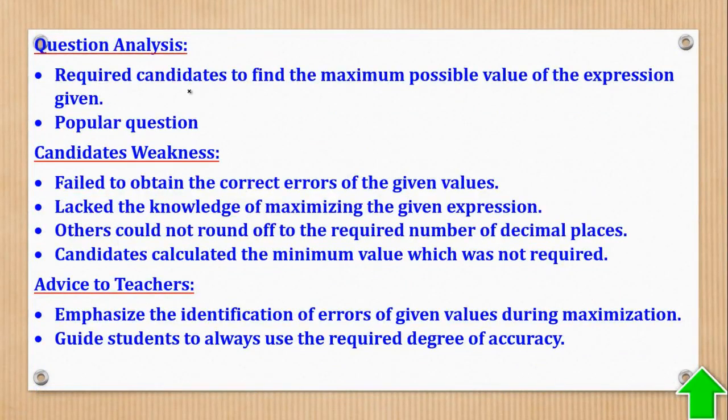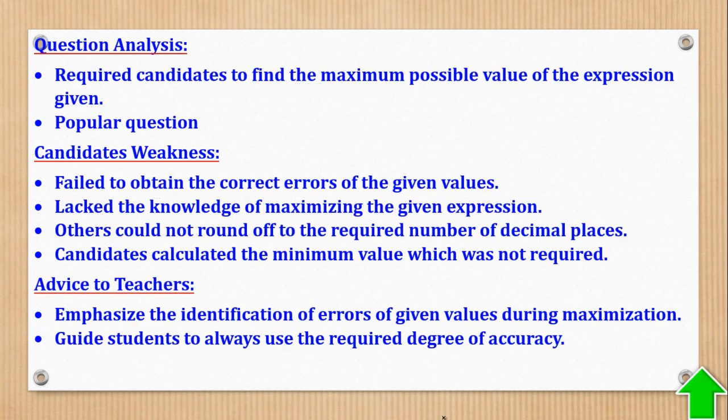So the question required candidates to find the maximum possible value of the expression given. The weakness is that candidates failed to obtain the correct errors of the given values. So you must know that the number of zeros corresponds to the number of decimal places in the given values. Then also, candidates lacked the knowledge of maximizing the given expression.